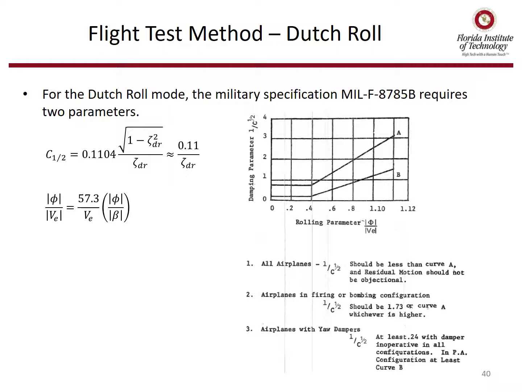For the Dutch roll mode, the military specification requires 2 parameters: C sub 1/2, which is a function of the Dutch roll damping ratio, and the other parameter is phi over the equivalent airspeed, which is 57.3 over the equivalent airspeed times the phi to beta ratio. Knowing those 2 parameters, you can then plot them on the graph shown on the right and verify that the specification is met.